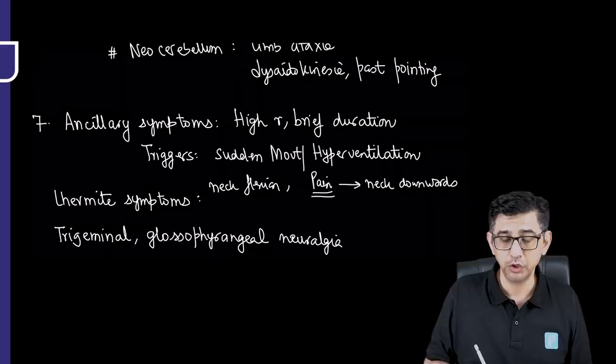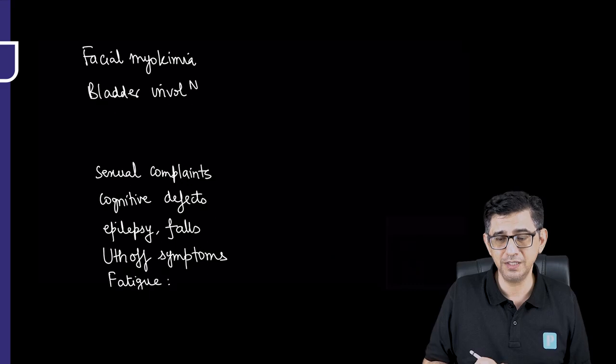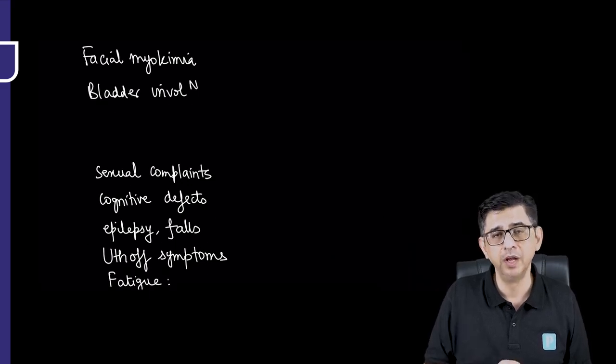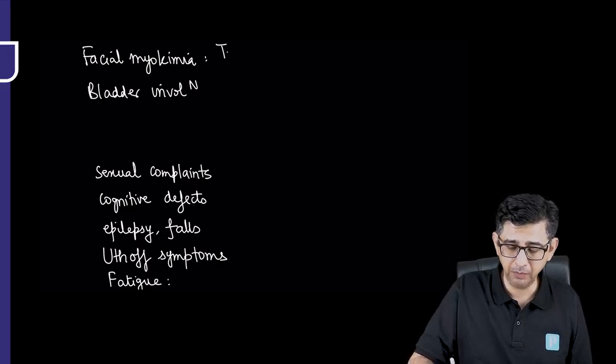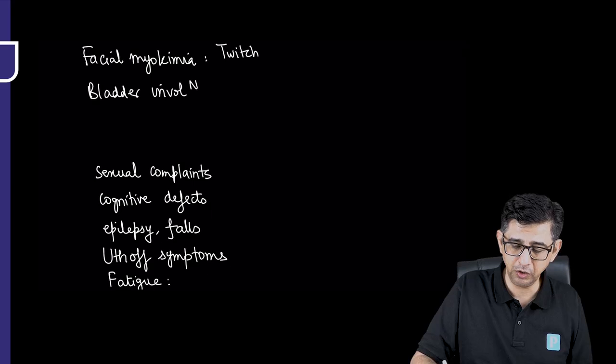So there would be lancinating pain described by the patient that is called as trigeminal neuralgia due to plaques in the trigeminal nerve. And then if the plaques are in the glossopharyngeal nerve, patient might even complain of painful swallowing. So Lhermitte symptom and trigeminal and glossopharyngeal neuralgia are like short duration, high frequency symptoms, but yeah, extremely painful. Then there could be involuntary twitching around the eyes, that is facial myokymia. Myokymia basically means twitching of muscles.